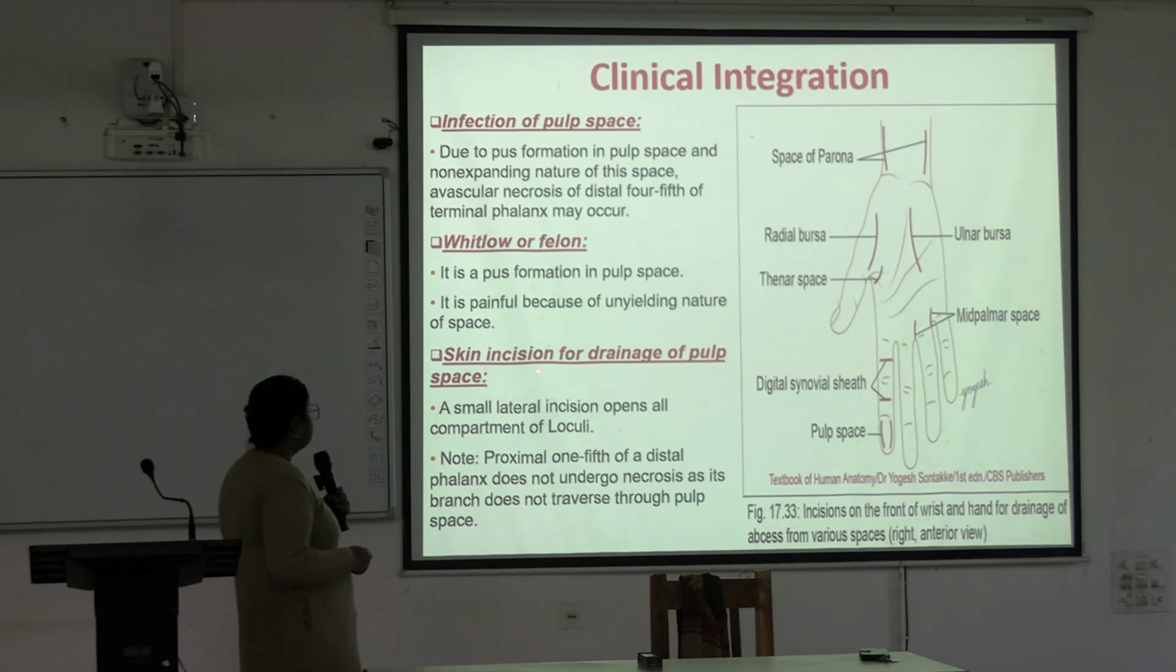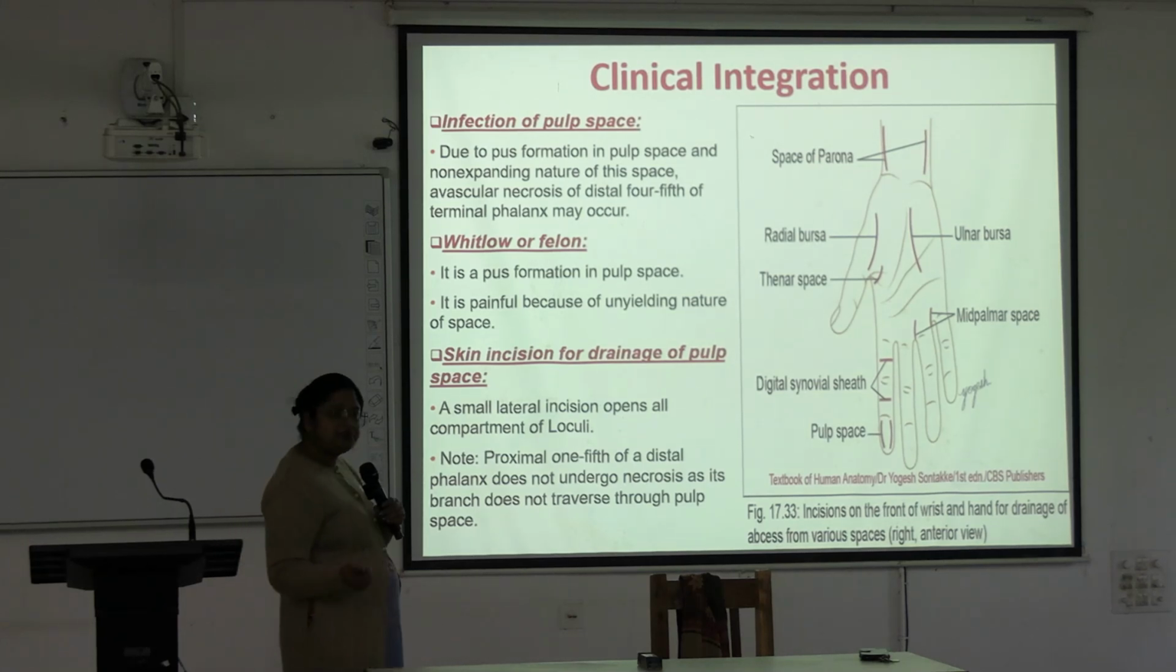Next is skin incision for drainage of pulp space. A small lateral incision opens all the compartments of loculi. Here, these are the lateral incisions given for pulp space infection. Okay. So the incision line you have to remember for treatment of your patients. Okay. Understood?